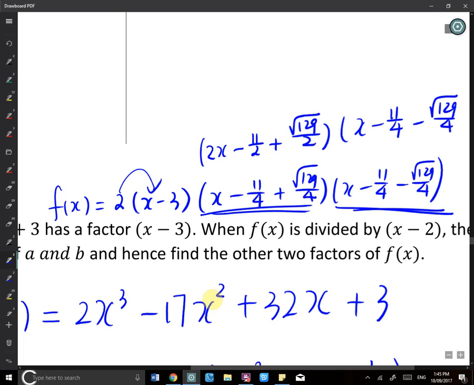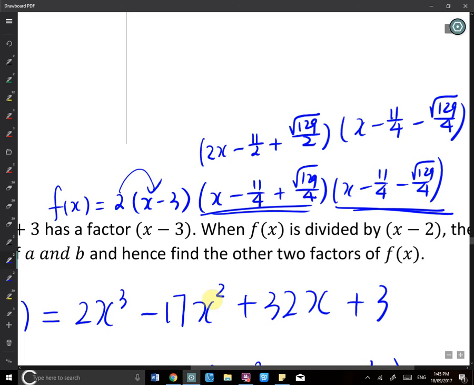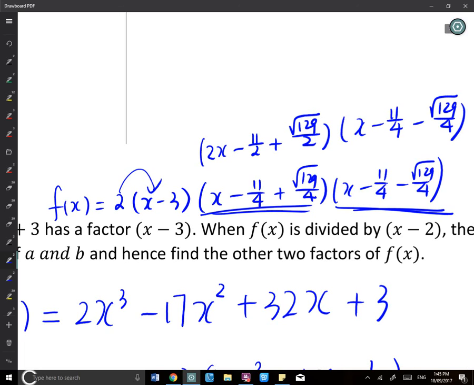So if you divide the equation, you always get the remainder 0. So if it was a 2x plus 1, you would get a remainder 0. Yeah, the remainder is always 0. Doesn't matter, because you enlarge everything by 2.